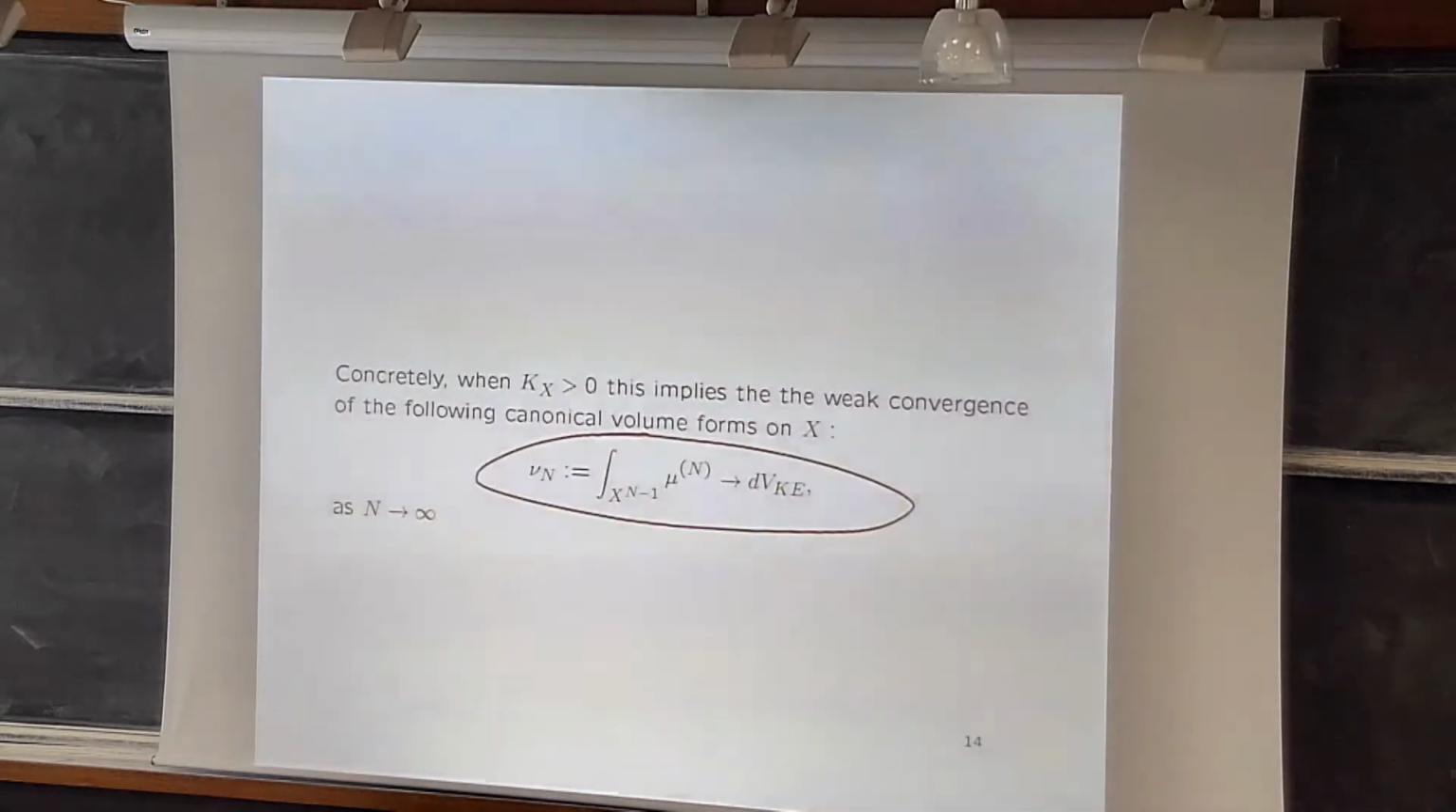Okay, so concretely, if you're not interested in probability, what that means is, for example, when the canonical bundle is positive, it implies that you have a sequence of canonical volume forms on X that you get by pushing forward this measure on the n-fold product by integrating away all but one variable. And you can see that this is a sequence of volume forms, and they really converge to the volume form of the Kähler-Einstein metric. And this is a fairly explicit object.